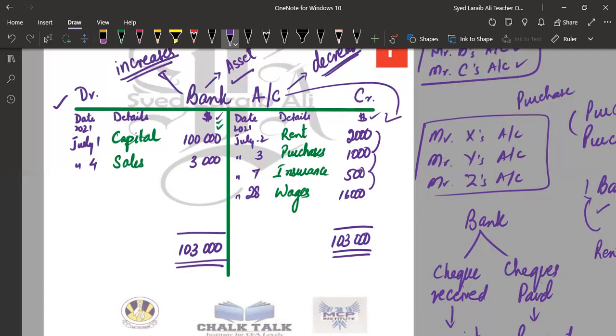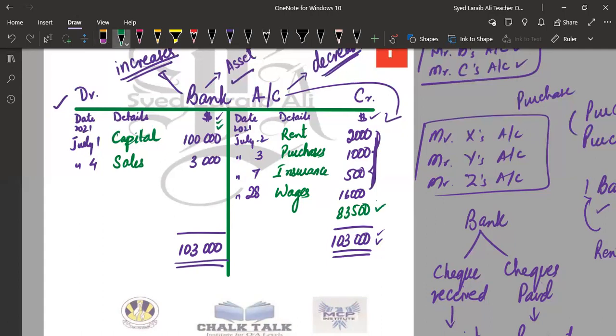We have 16,000 plus 2,000 plus 1,000 plus 500. The total is 19,500. The grand total of credit side is 19,500. So what we will do, from the 1,03,000 we will minus 19,500. So the balance is 83,500, what we have left with. So we will write here 83,500. And now when you total it, this will definitely be your grand total of 1,03,000.